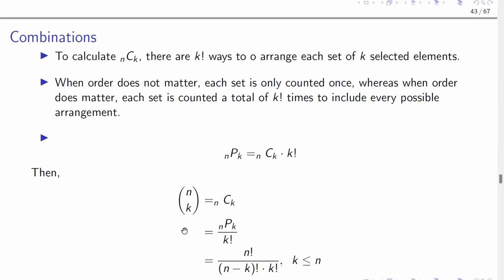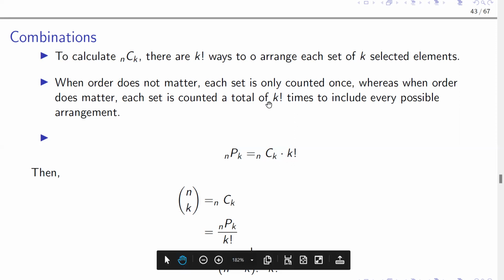But in a combination, we are not concerned about that. All that matters to us is which 3 are chosen. As to whether the CEO is in A or B or C is not considered at all under combination. All that matters is which of the 3 are chosen, and that's it. So when order does not matter, each set is counted only once. Whereas when order matters, each set is counted k factorial times to include every possible arrangement.